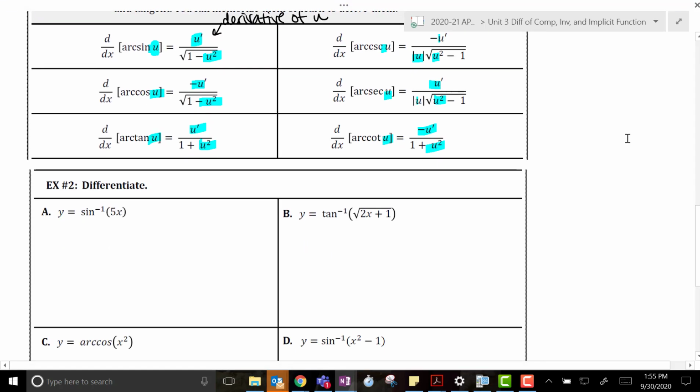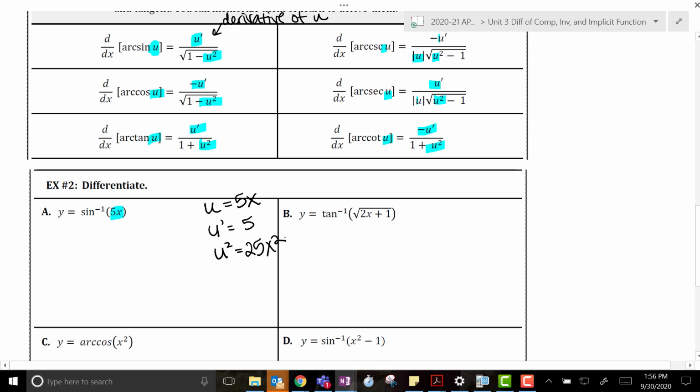So let's go through here and think of the three things we need. We need to know what is u, or what is the argument. We need to know what is the derivative of the argument. And we need to know what that argument squared would be. In this case, u, or my argument for this inverse sine, is 5x. So according to this original equation, 5x is the input into sine. We know the derivative of 5x is 5, and we know that 5x squared is 25x squared.